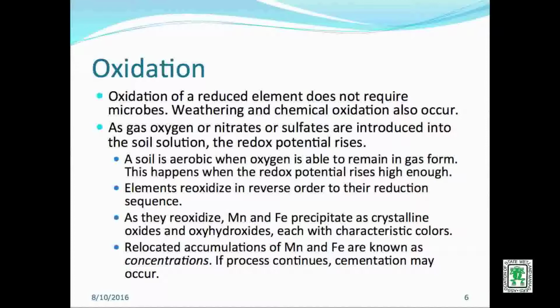As the soil solution moves and the soluble iron and manganese move with it, they become relocated as long as the soil solution moves. In other words, if the water is moving in the soil and is not stagnant. Now, the relocated accumulations of iron and manganese are known as concentrations or redox concentrations. If the process continues and iron and manganese accumulate in the same place for a very long period of time and the concentration gets high enough, they can actually become cemented. And we'll discuss that a little bit later.